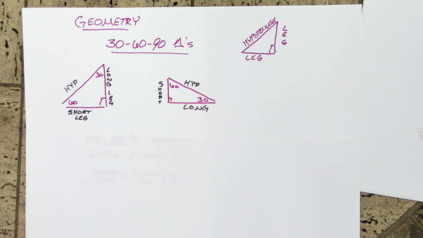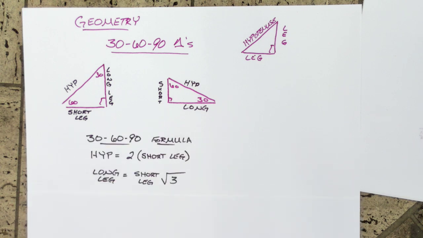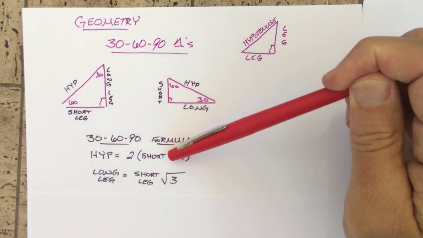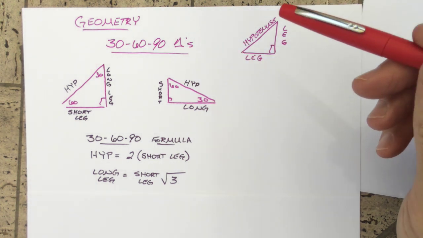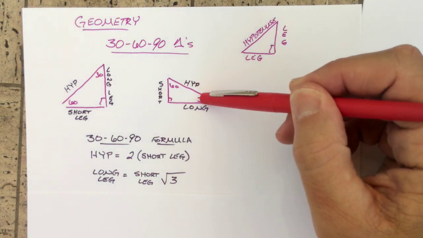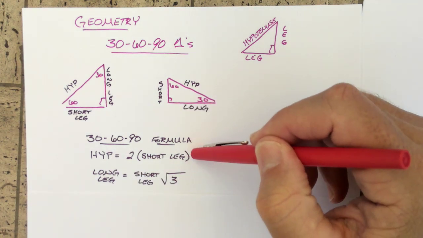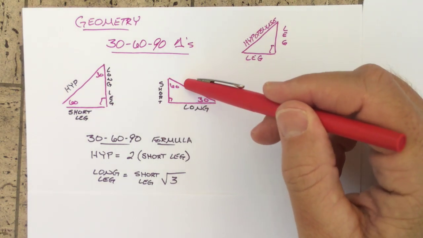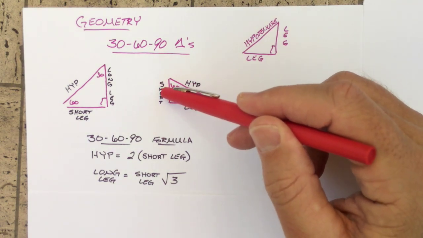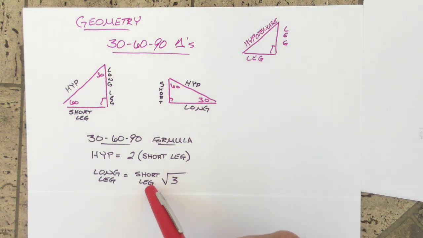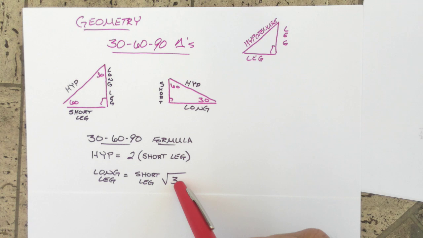So a relationship is this. There are two of them. In a 30, 60, 90, the hypotenuse will be 2 times the short leg. The biggest misconception people have is, well, since 60 is greater than 30, the long leg's 2 times the short leg. That's wrong. It's this. The hypotenuse is 2 times the short leg. The long leg is equal to the short leg times the square root of 3.